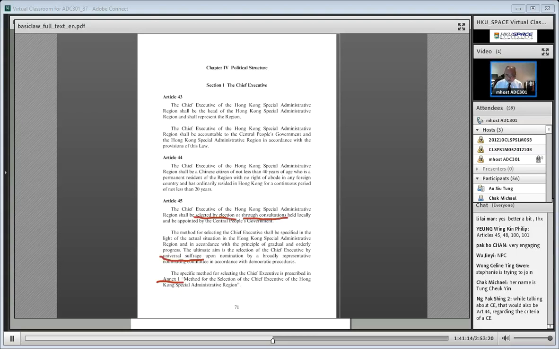This was, of course, we all remember, quite controversial, the entire portion. There were certain proposals put forward for the Hong Kong legislature to consider and pass, but it did not succeed.